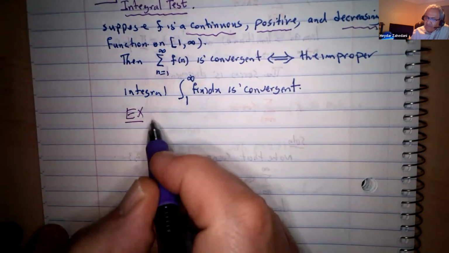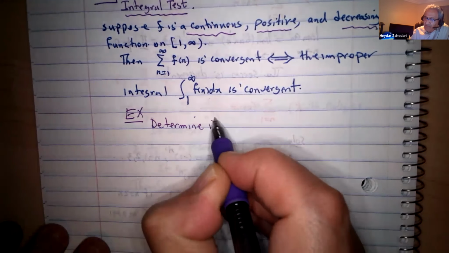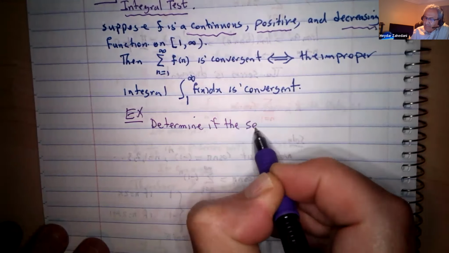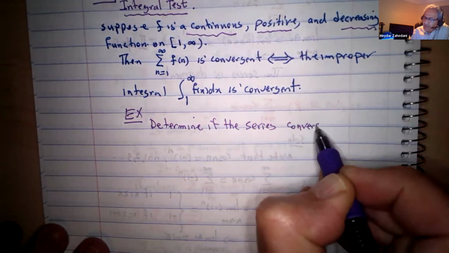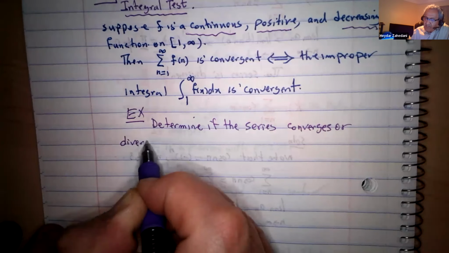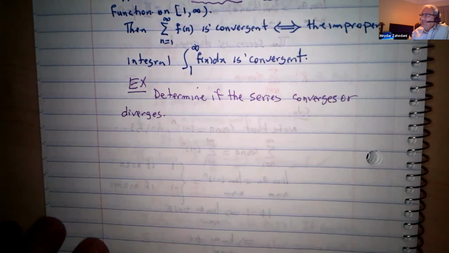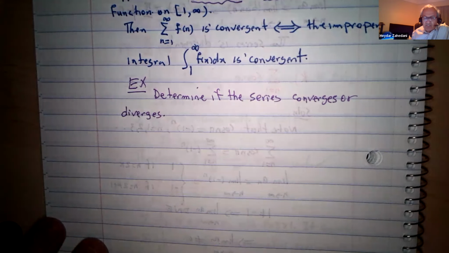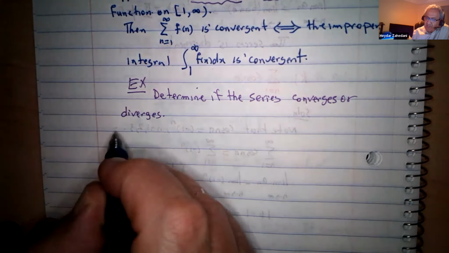Example: we want to determine if the series converges or diverges. With this test, you can only tell whether it's convergent or divergent. You cannot find, of course, the sum of the series. The sum of a series so far can be found if it's telescoping or geometric. So we gave you some famous results that previously we asked you to accept for the time being. Now we can prove it.